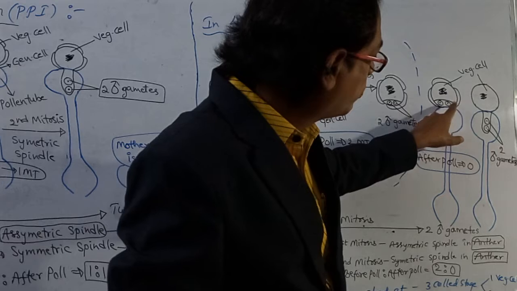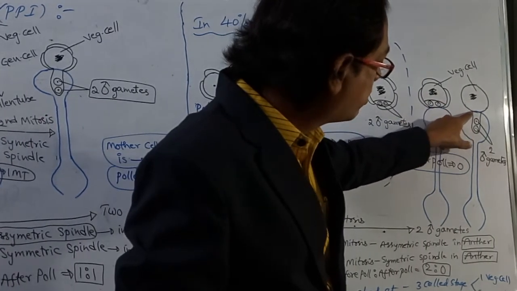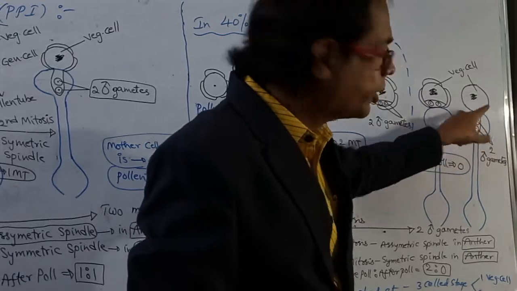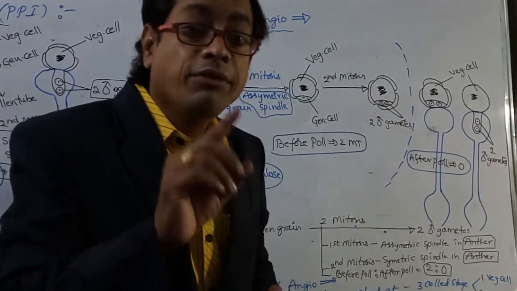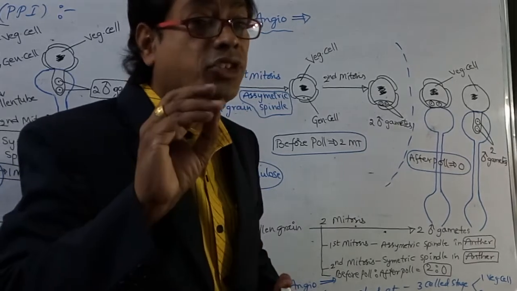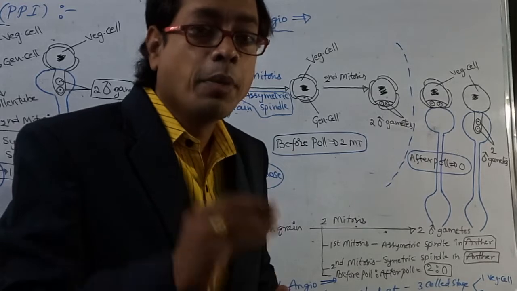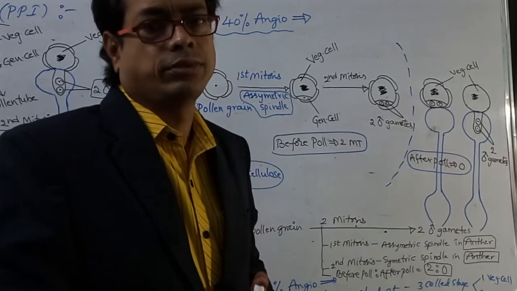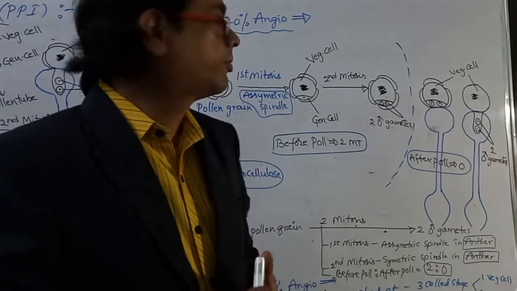Now this vegetative cell produces a pollen tube. From which cell is the pollen tube formed? Vegetative cell. From which layer? Intine. So that means pollen tube is made up of pectocellulose. Why? Because intine is made up of cellulose and pectin.